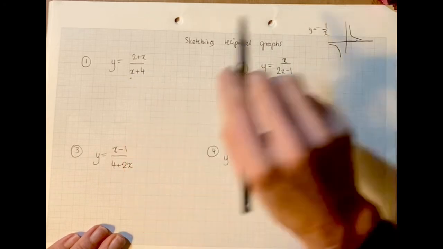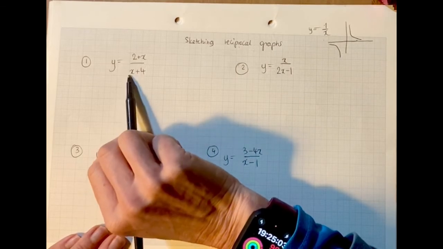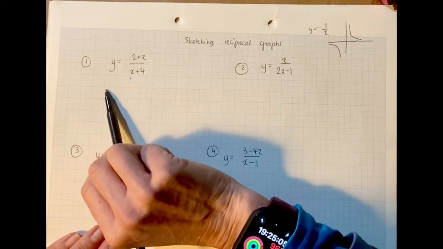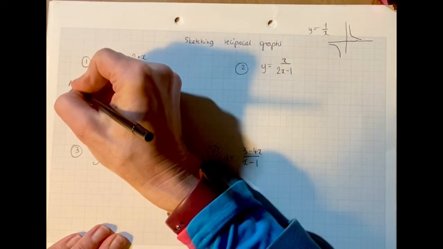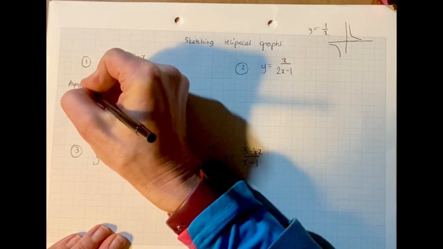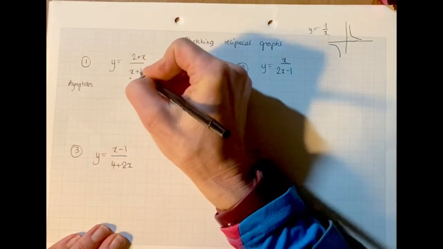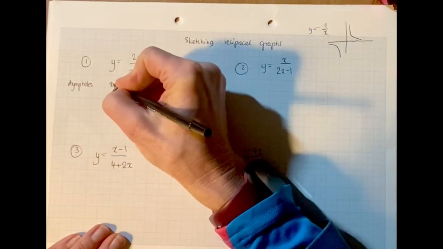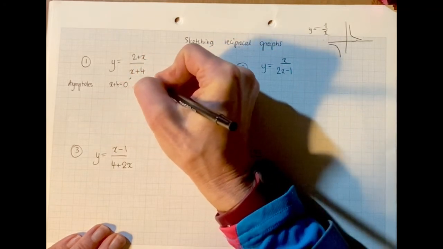So you have, let's say, something over x plus a number form. So this is what you can do. You need to identify the horizontal and vertical asymptotes. So the asymptotes make the denominator equal to 0. So x plus 4 is equal to 0. So that gives me x is equal to minus 4.